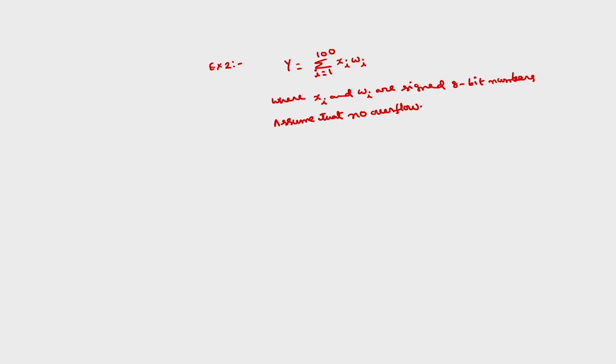So, to compute y = sigma xi wi, we have 100 numbers of x and 100 numbers of w; you have to multiply and then add. This is nothing but the MAC operation, multiply and accumulate. This type of operation is used in many digital signal processing applications. You can multiply and accumulate.